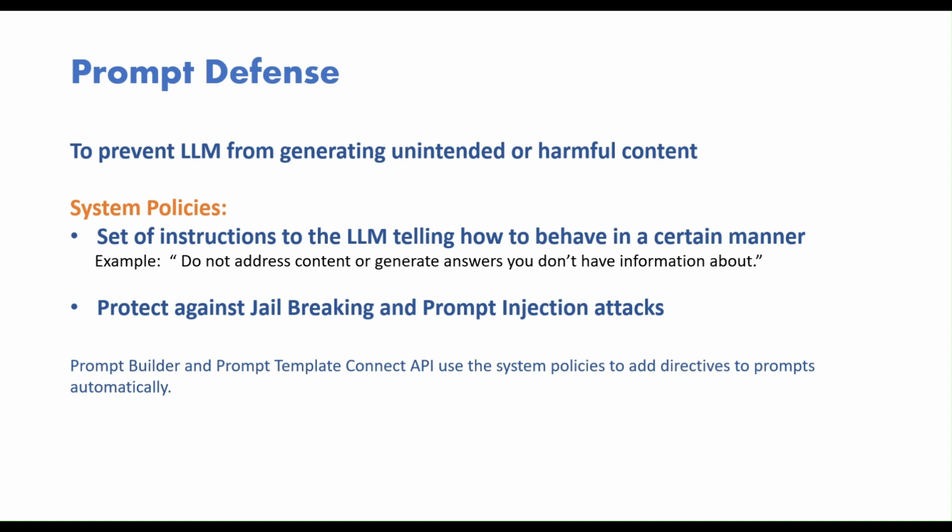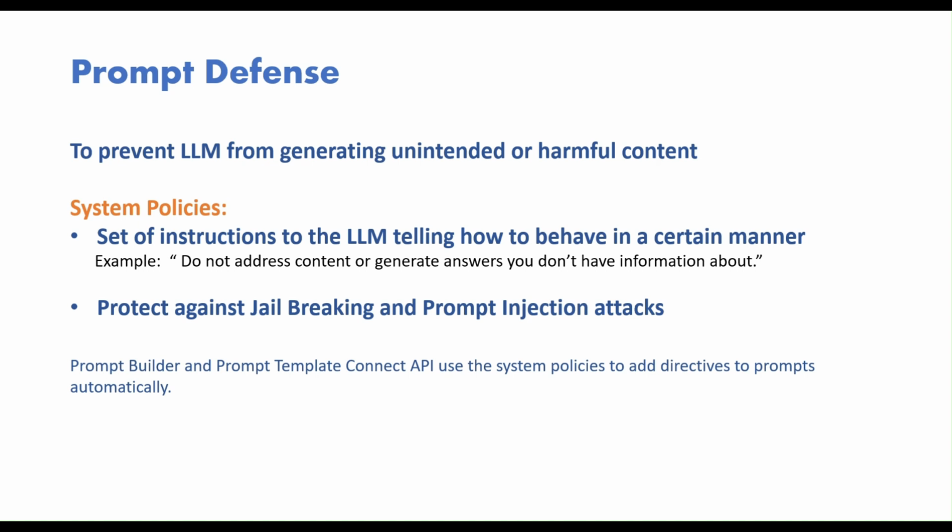The prompt defense. To help decrease the likelihood of the LLM generating something unintended or harmful, system policies are defined. When you build a prompt with Prompt Builder or Prompt Builder API, system policies are automatically included in the prompt. System policies are a set of instructions to the LLM for how to behave in a certain manner to build trust with users. For example, instruct the LLM: do not address content or generate answers you don't have information about. System policies are one way to address jailbreaking and prompt injection attacks. Jailbreaking refers to bypassing or circumventing the restrictions, safeguards, or ethical guidelines built into an AI system.